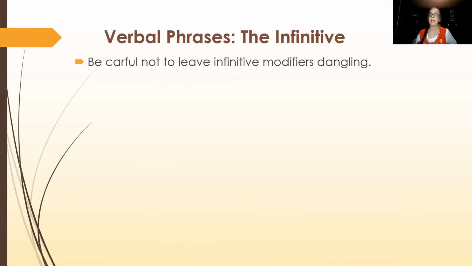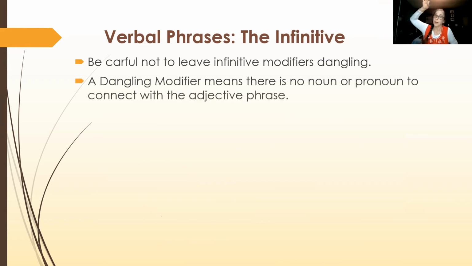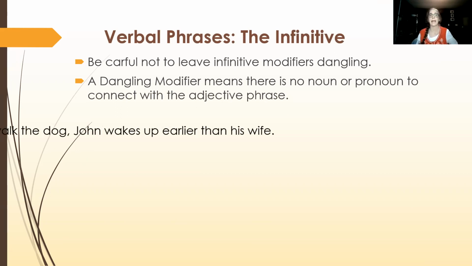That's right. So now we have to be careful not to leave infinitive modifiers dangling. A dangling modifier means there's no noun or pronoun to connect with the adjective phrase. This happens a lot because when we're writing or speaking, we understand exactly what we're trying to convey. We know the picture in our head is fine. We're just trying to get that picture into our listener's or reader's head. Sometimes we leave things out. And if we leave that noun or pronoun out and we just have the modifier, the infinitive phrase in this case, just hanging there, sometimes the listener or the reader is not going to have the full picture. So we have to make sure that we always have a noun.